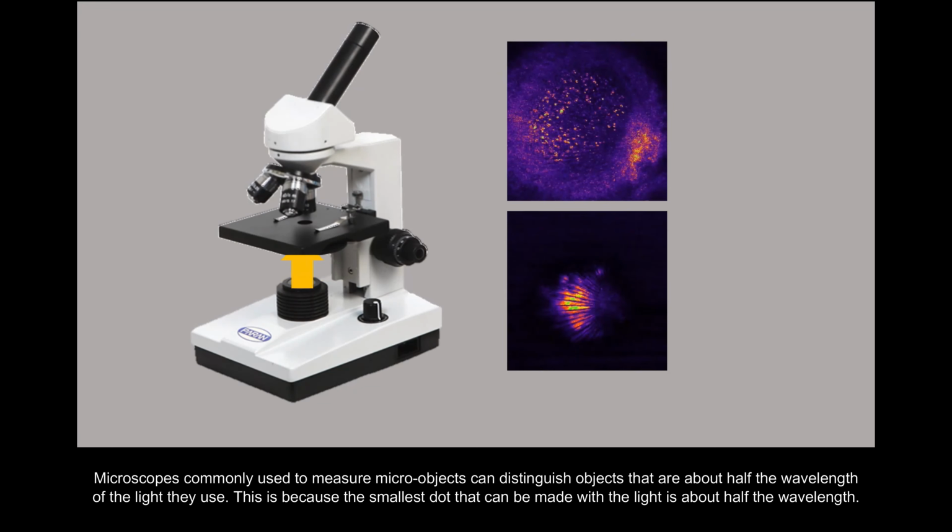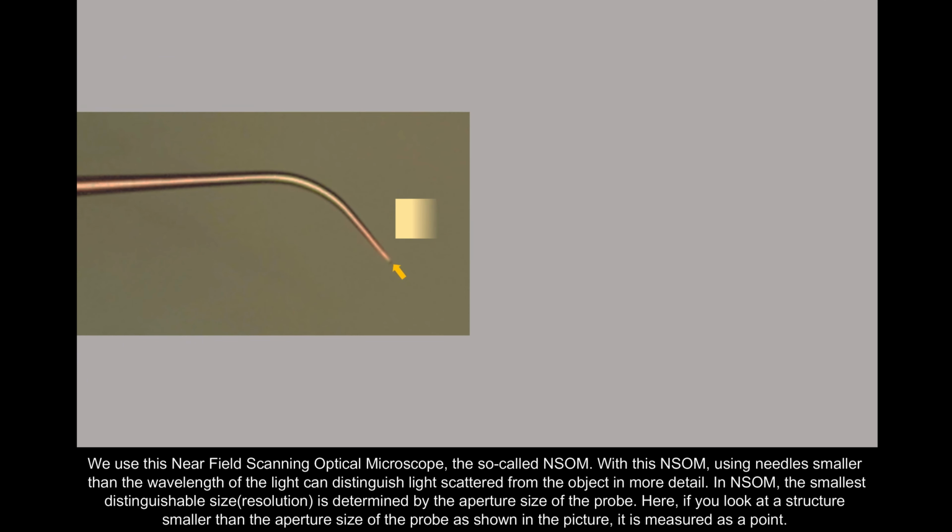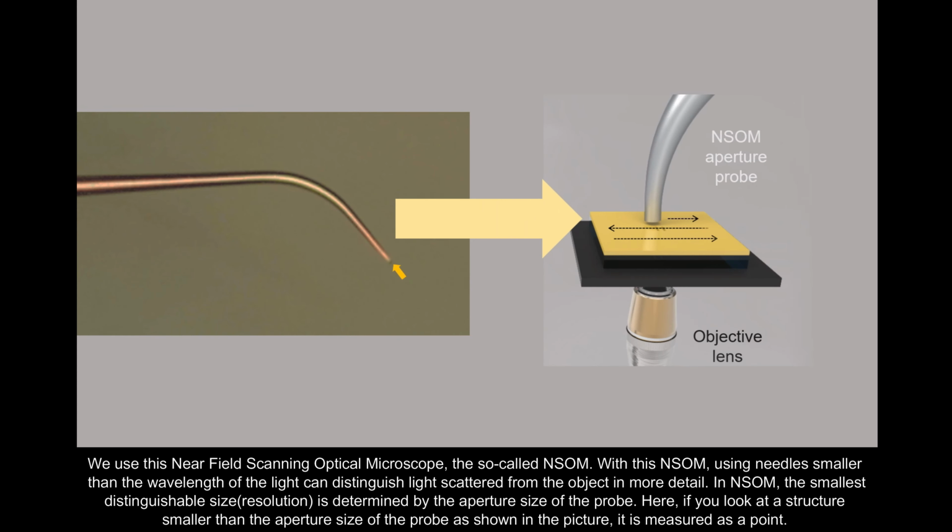Microscopes commonly used to measure microobjects can distinguish objects that are about half the wavelength of the light they use. This is because the smallest dot that can be made with the light is about half the wavelength. We use this near-field scanning optical microscope, the so-called NSOM.